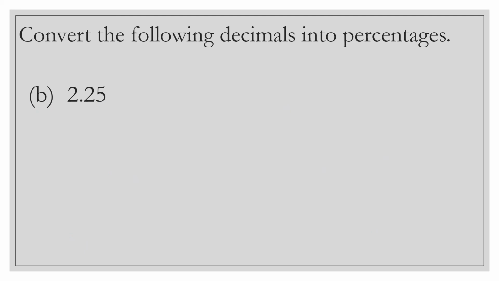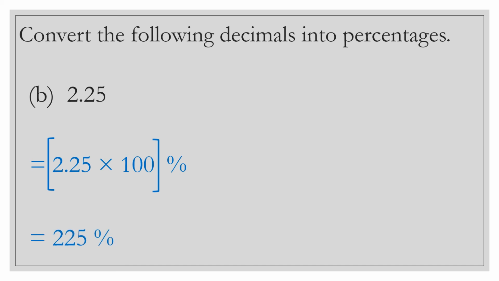Let's try to solve some questions. Question number B. Convert 2.25 into percentage. So multiply the decimal by 100 and put the percentage symbol. That means write 2.25 multiplied by 100 in bracket and put the percentage symbol after bracket. Do the multiplication. And we know that if we multiply any decimal number by 100, decimal point shifts 2 places to the right. So we get 225 percentage. So the answer is 225 percentage.